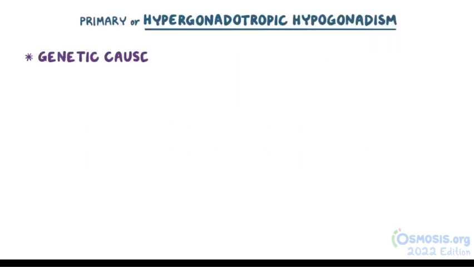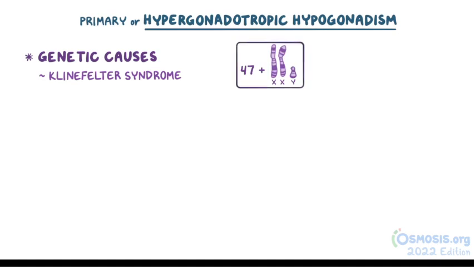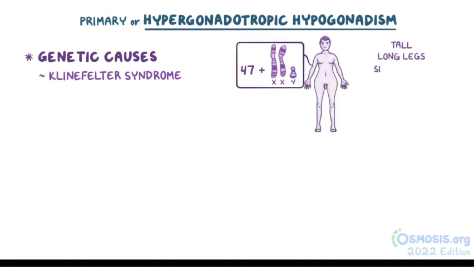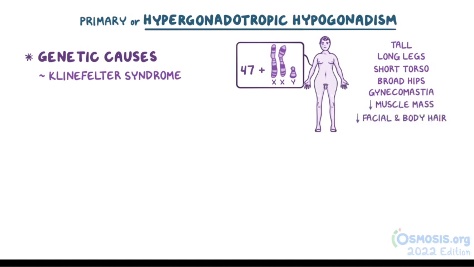One genetic cause is Klinefelter syndrome. The karyotype shows at least one extra X chromosome, so either 47XXY or more. Physically, these individuals are typically tall with long legs, a short torso, with broad hips, and gynecomastia, or development of breast tissue. They usually have less muscle mass, less facial and body hair, and a genital examination may reveal small, hard testicles.